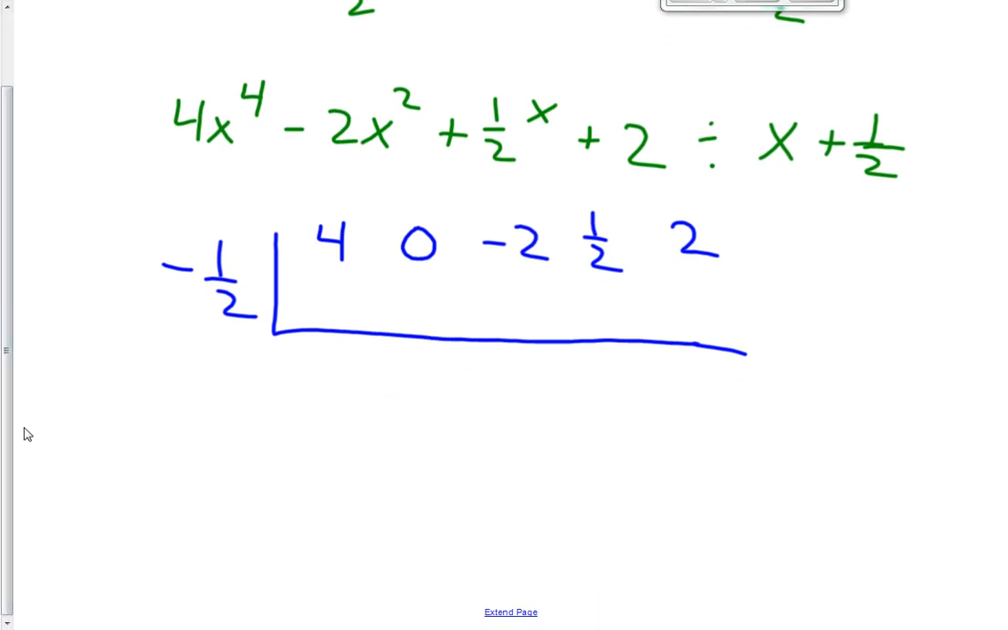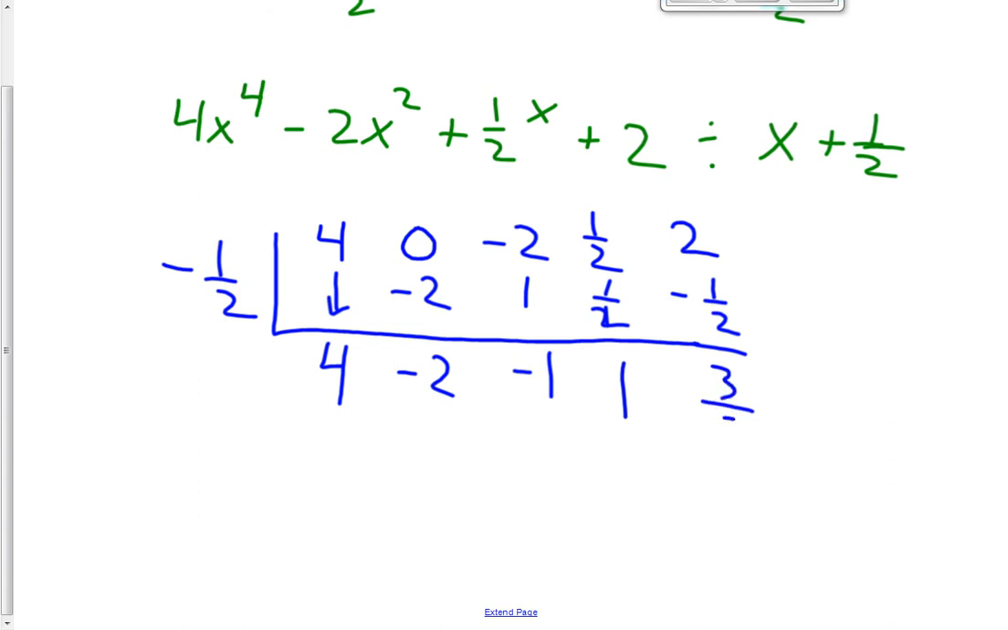So we bring down our first term, and then we multiply, add, multiply, add, multiply, add. Multiply, half of 4 is 2, and a positive times negative is a -2. So 4 times -1/2 is a -2. Add them up, you get a -2. Multiply, you get a positive 1. Add, you get a -1. Multiply, you'd get a positive 1/2. 1/2 plus 1/2 is a whole, so we got 1. And 1 times a -1/2 is a -1/2. And 2 minus 1/2 is 1 1/2, or 3/2.